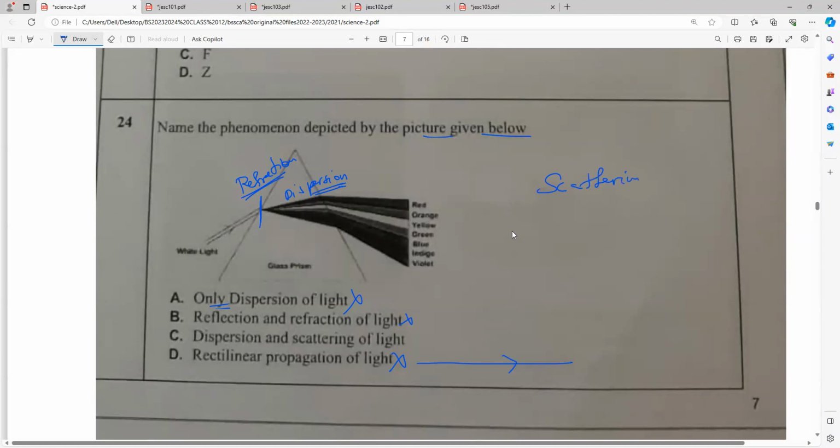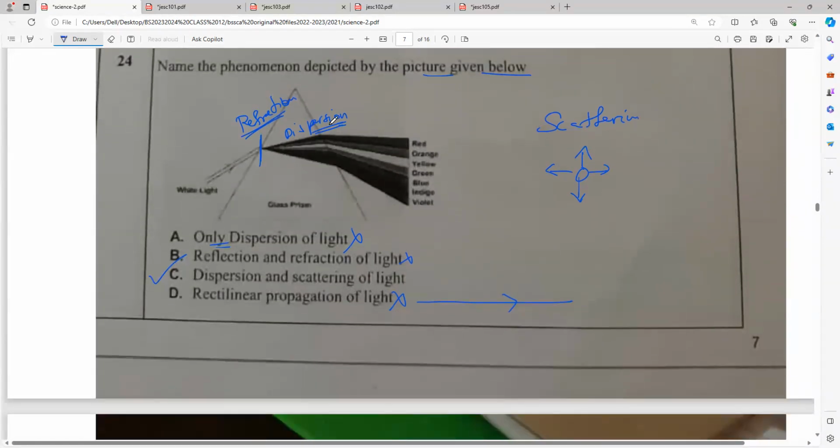So what do you mean by scattering of light? Splitting of light, either the same light or some other color light, in all directions. That is what we call scattering of light. So they are giving the option dispersion followed by scattering of light in this experiment. If it is refraction and dispersion, you choose that option. It is not only refraction or only dispersion, and reflection and refraction is not rectilinear either. So dispersion and scattering of light you have to remember.